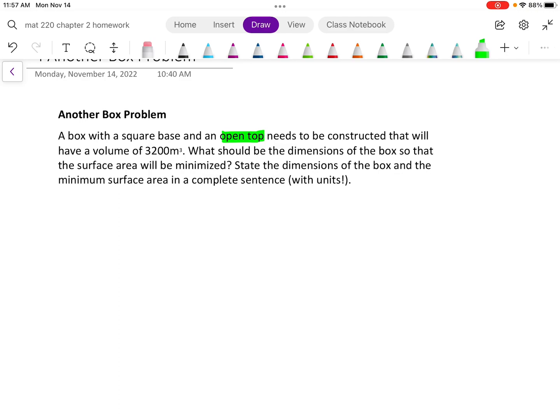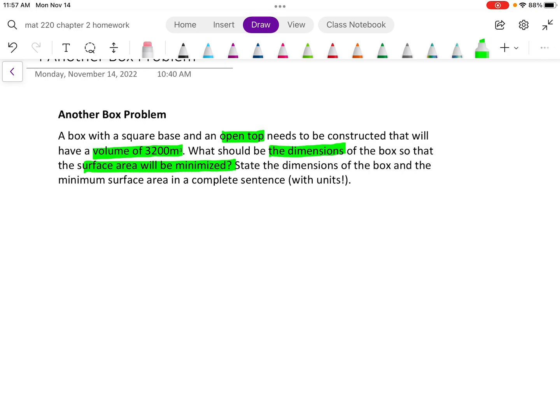Now we're given a set volume this time. So unlike the previous box problem where we were given a fixed surface area, in a way, and asked to maximize the volume, this time we're given a fixed volume and we want to find the dimensions of the box so that surface area will be minimized.